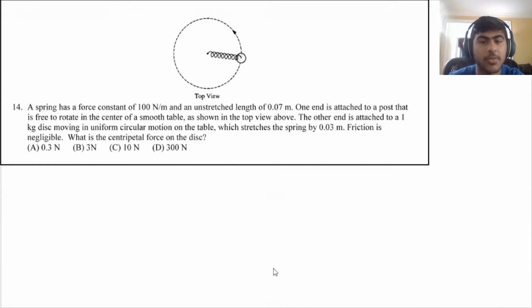Right, so finally we have some numbers now. Let's see what we can do. A spring has a force constant of 100 newtons per meter, and an unstretched length of 0.07 meters.